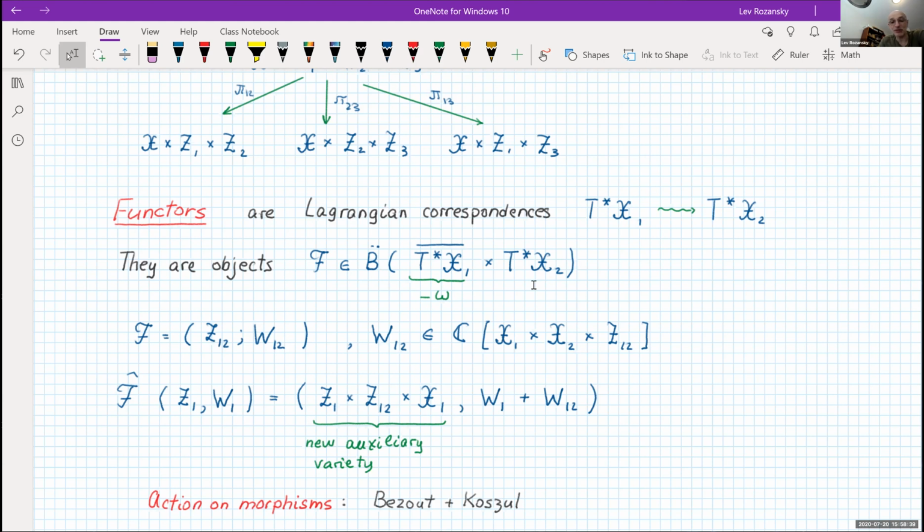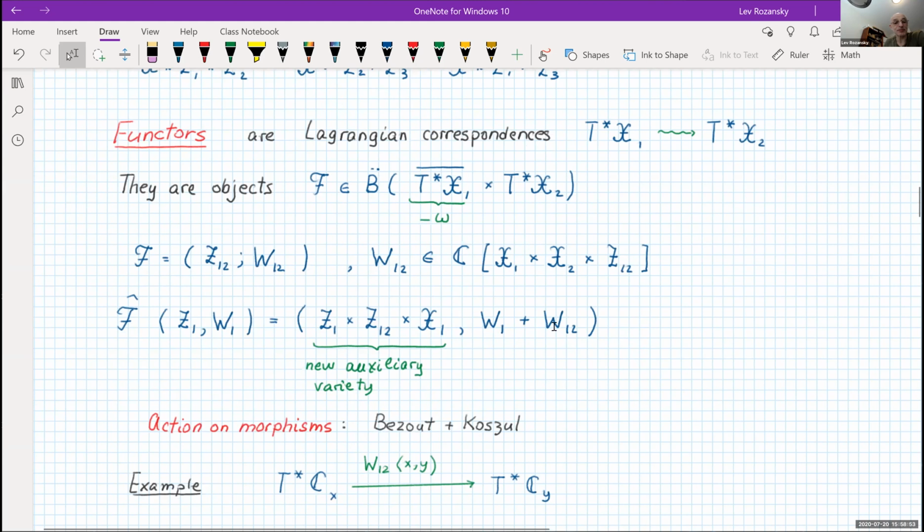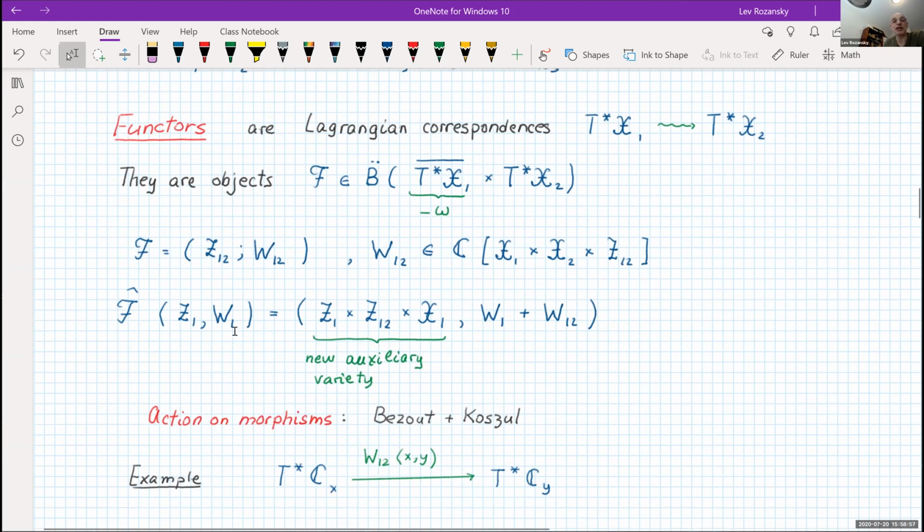So then the corresponding functor, this data gives you an object in the category corresponding to T star x1 cross T star x2. So how would this functor act on an object in the category of x1? You will get a matrix factorization. You will get a new object. Again, this is just classical mechanics. So you had auxiliary variables z1 of your object, auxiliary variables of the correspondence, and x1 also becomes auxiliary, and you take the sum of superpotentials of the object and of the correspondence.